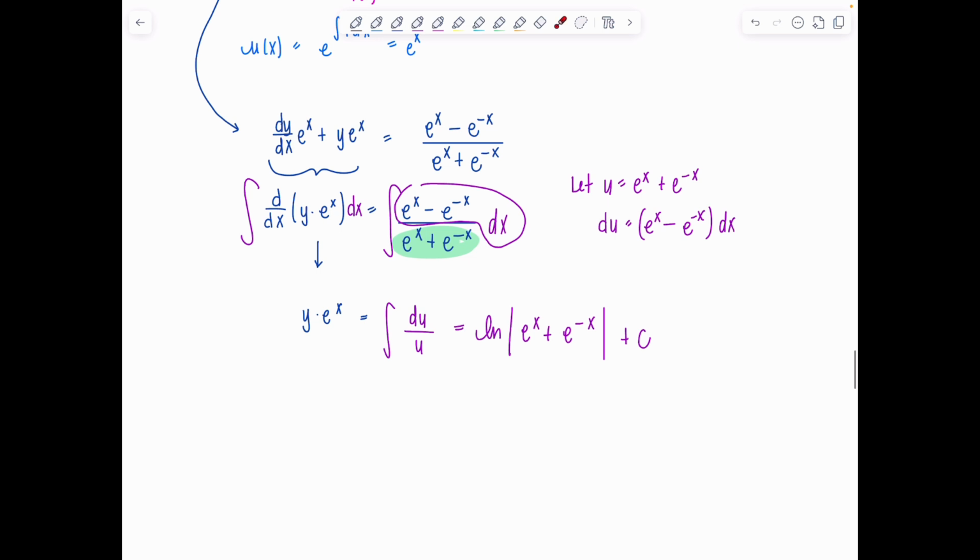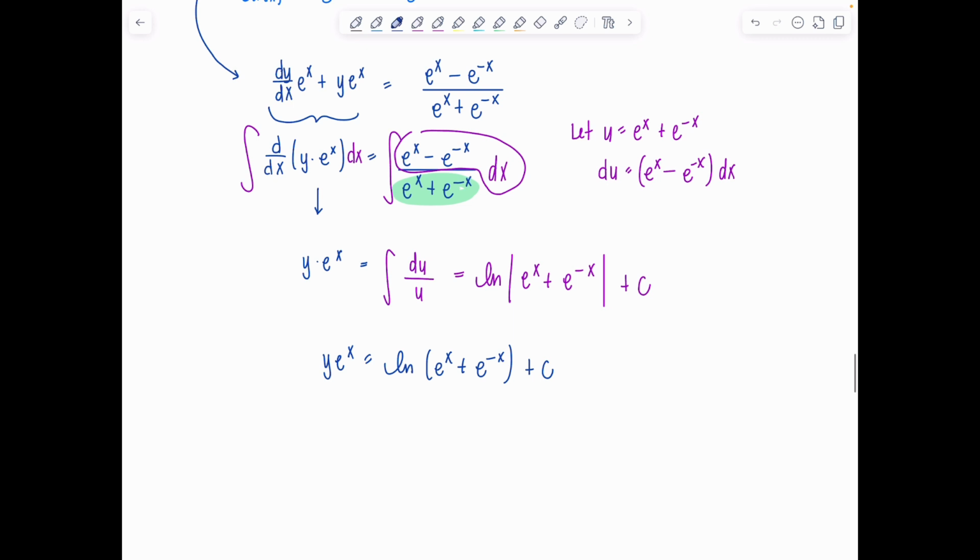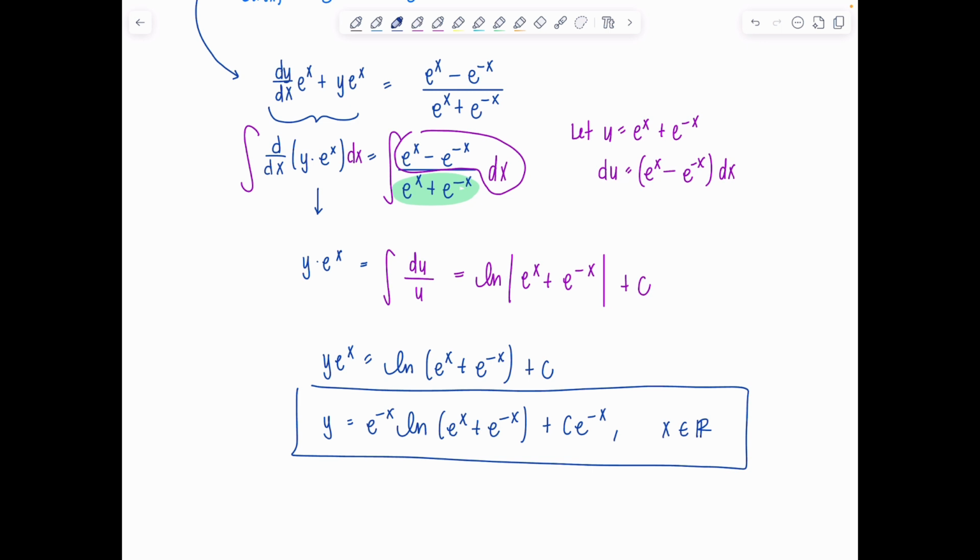Okay, now let's think. This quantity here is never going to be negative, so I don't need to keep the absolute value bars. So we have y e to the x equals ln e to the x plus e to the negative x plus c. Let's divide by e to the x. You could put it in the denominator. The back of the book just has it as e to the negative x multiplied by all of this, plus c e to the negative x. And then let's remind the people x could be any real number. We had no restrictions on the interval for our solution.